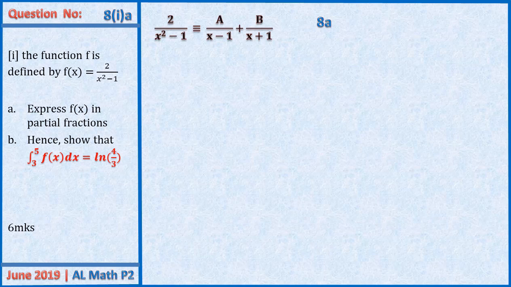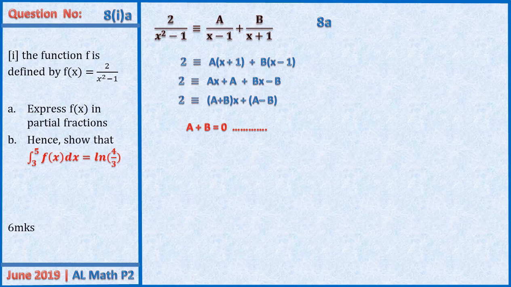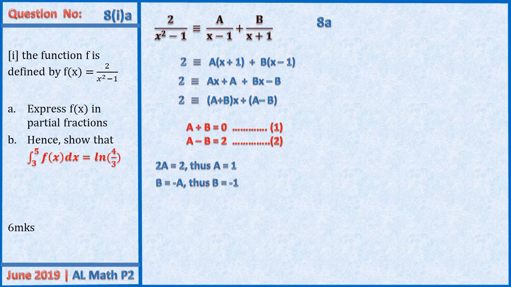So in partial fractions, you have 2 all over x squared minus 1 identical to A all over x minus 1 plus B over x plus 1, and 2 will be identical to A into x plus 1 plus B into x minus 1. And this gives us, equating coefficients, A plus B equals 0 and A minus B equals 2. Thus, A is 1 and B is minus 1. So when we substitute these values into the function, we have 1 over x minus 1 minus 1 over x plus 1. We have expressed it in partial fractions.